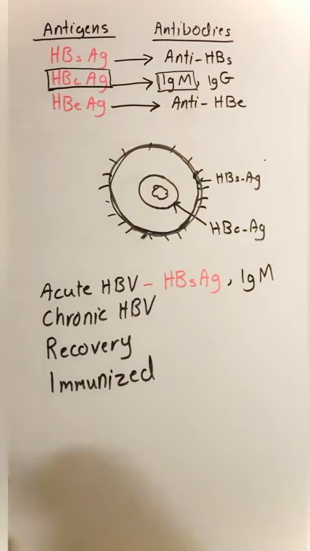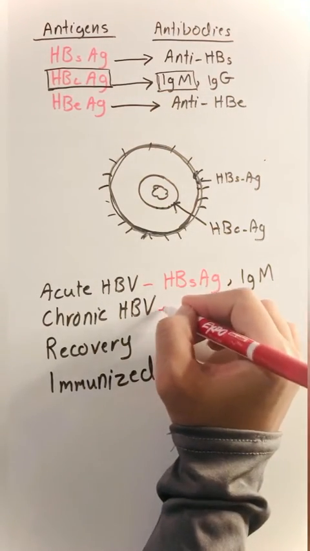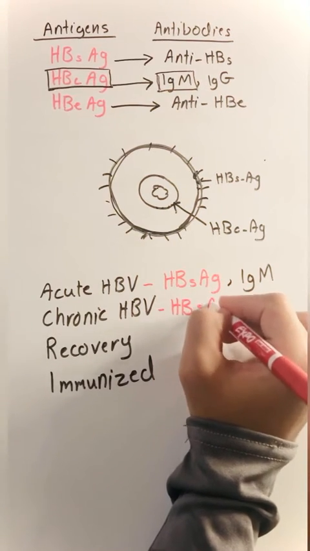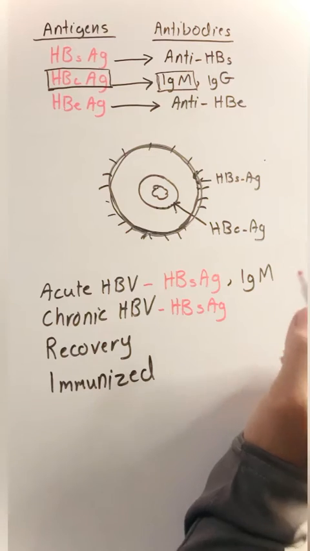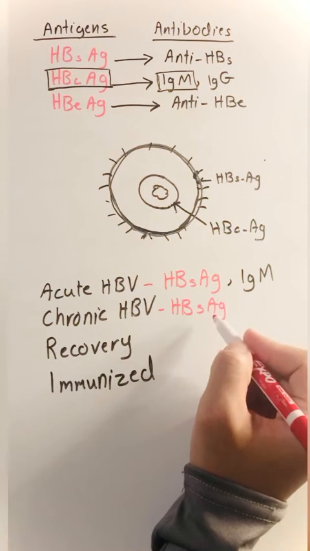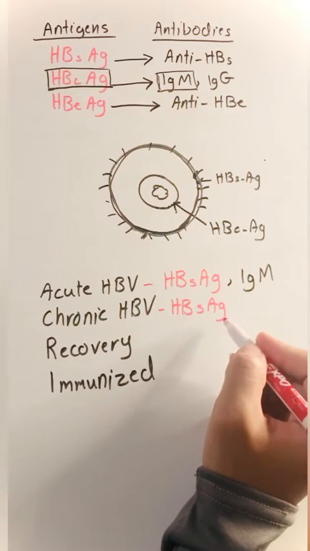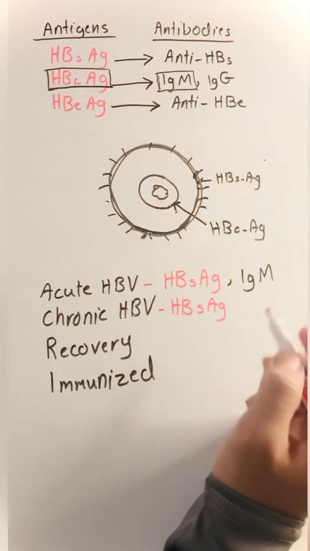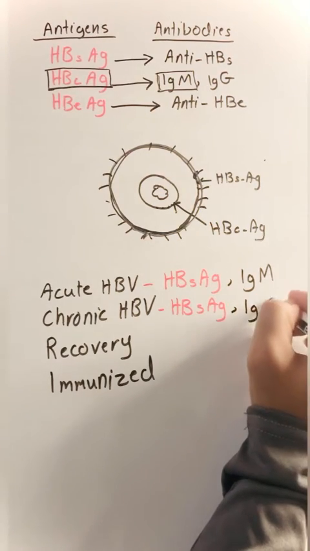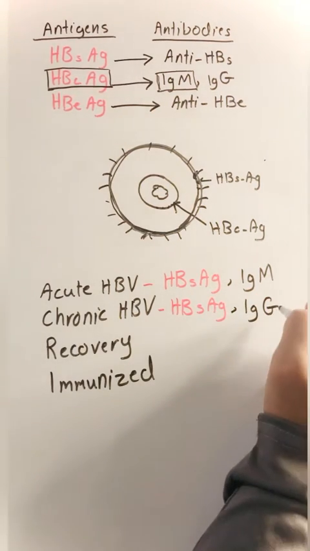For the chronic infection, we will still find the surface antigens because the body hasn't developed the anti-HBs antibodies yet. And we will also find the IgG anti-core antibodies.